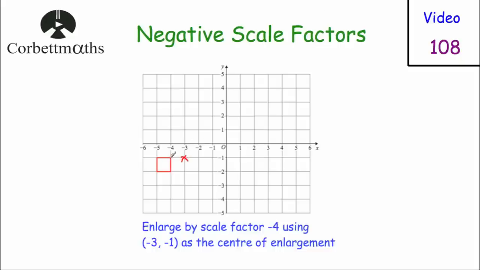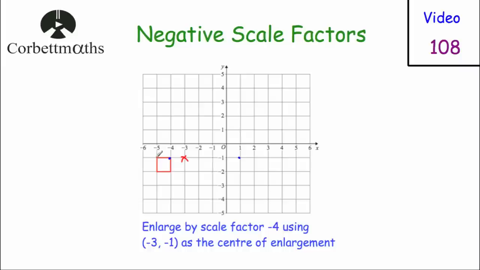So let's start off with this point here. To get from our center of enlargement to the point, we would move one square to the left. So if we're enlarging by -4, what that means is instead of going one to the left, we're going to go four to the right. So we're going to go 1, 2, 3, 4. So that point will move there.